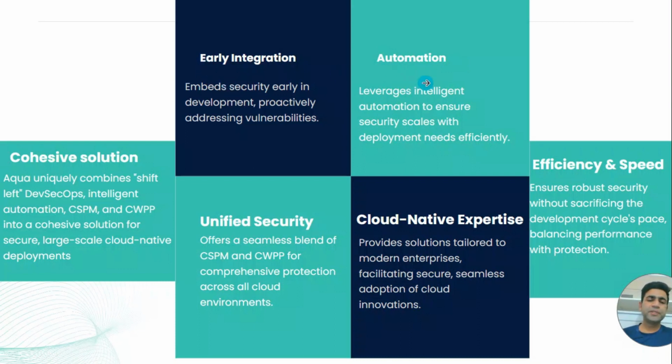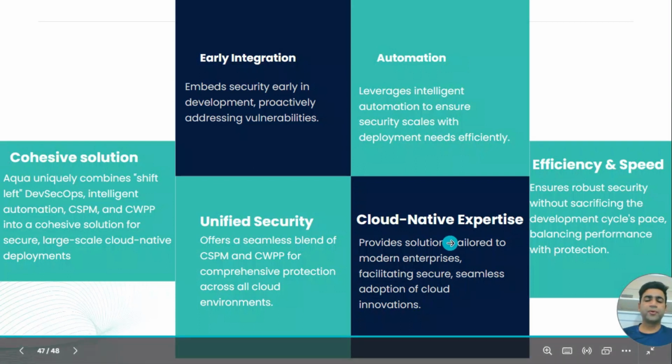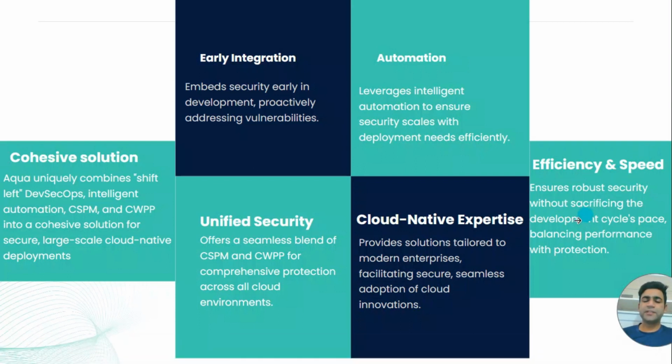Automation based on these classifications became very easy. Then unified security, it's a single point of contact for all of your infrastructure, your services, your offerings, that's going to be securely managed and viewable in a single point of contact. Next is cloud native expertise. All of your clouds, either it's GCP, Azure, or AWS, it's gonna cover all of those offerings. Next is efficiency and speed.